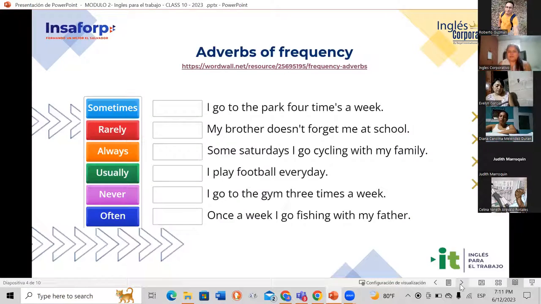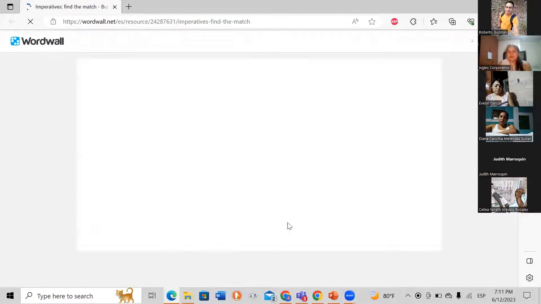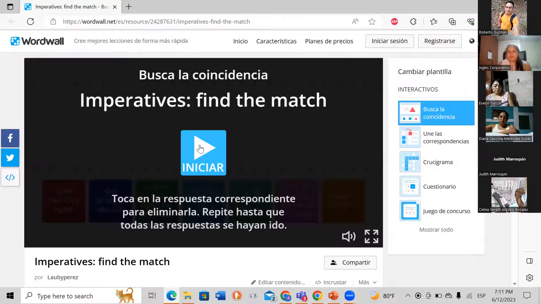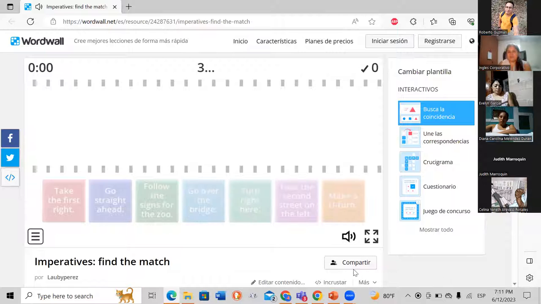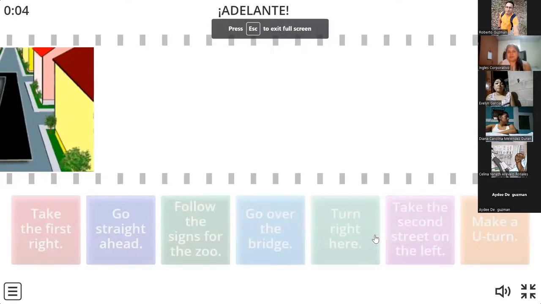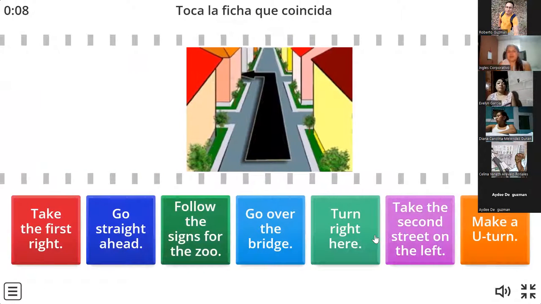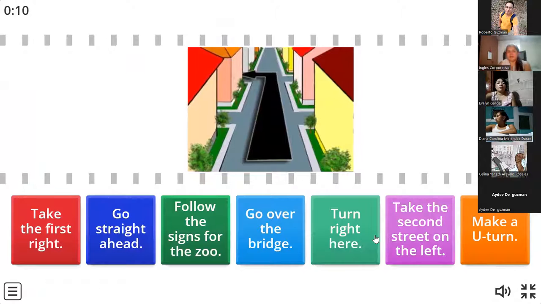Okay, so we move on and we have imperatives. So we're going to make a little review about imperatives. Do you remember that we studied that topic last week? Okay, select one. According to the image, select one imperative here.